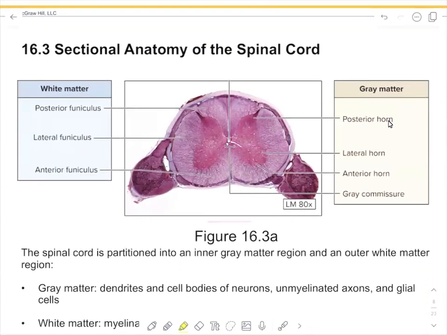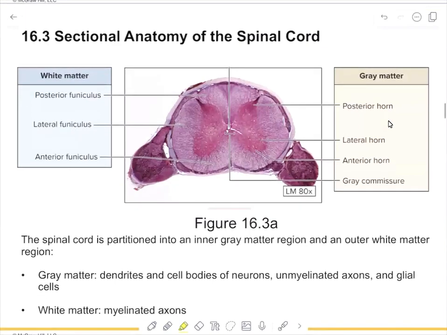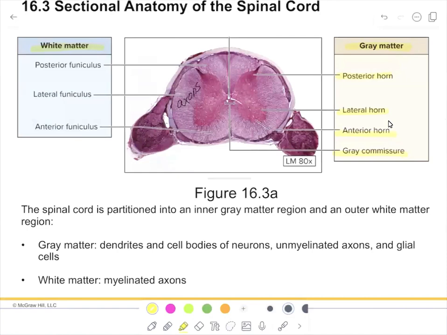Looking at a transverse section of the spinal cord, we see white matter as well as gray matter. You don't have to know the individual names of the white matter, but just know that the white matter is going to be groups of axons. The gray matter, in contrast, is going to be dendrites and unmyelinated neurons as well as cell bodies. The cell body is kind of partitioned into this inner gray matter region and an outer white matter region.